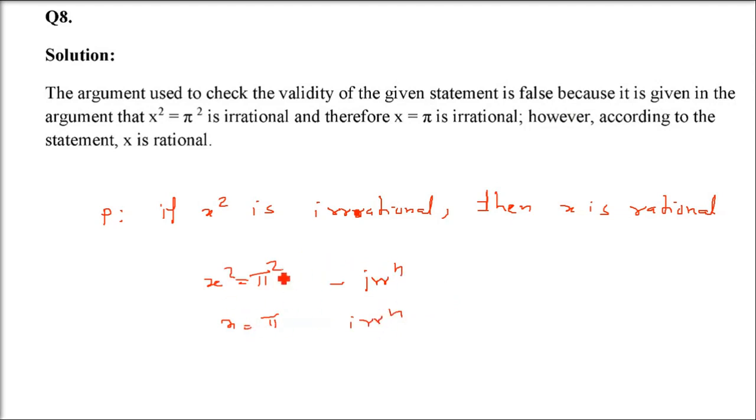But the statement is saying if x square is irrational, then x is rational. According to this argument, the statement should be, if x square is irrational, then x is irrational. It has to be irrational. So the argument is not actually arguing the statement. Even if the reason is correct, the statement is false. The argument is wrong.